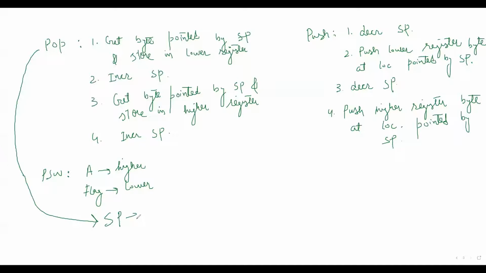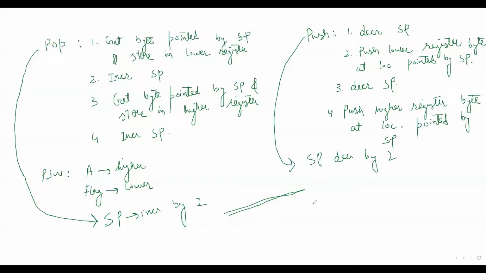So you can see that in a complete pop operation, stack pointer is incremented by 2 because it is incremented 2 times. And in a complete push operation, stack pointer is decremented by 2. Also, you can see from here that the data is accessed in the stack via a stack pointer. So we can get only that particular byte which is pointed by a stack pointer.